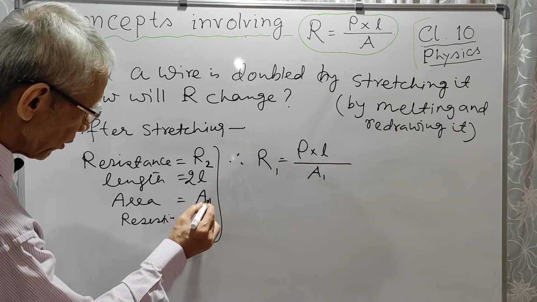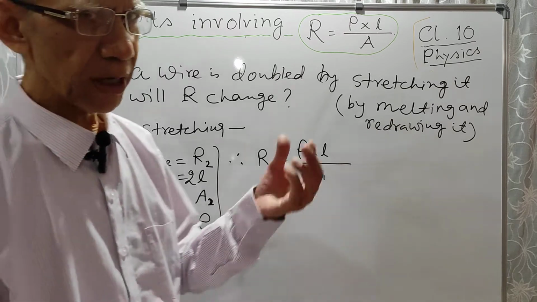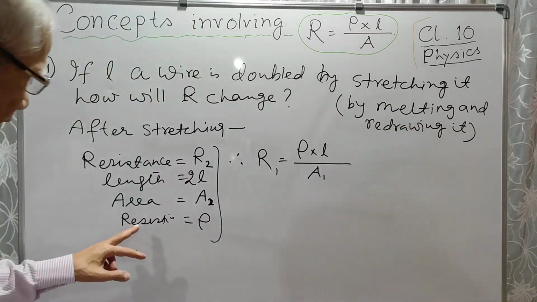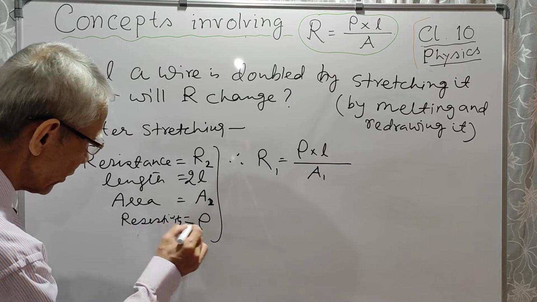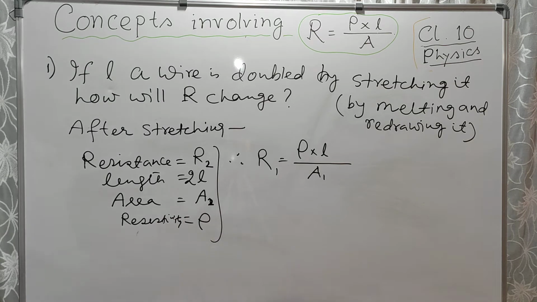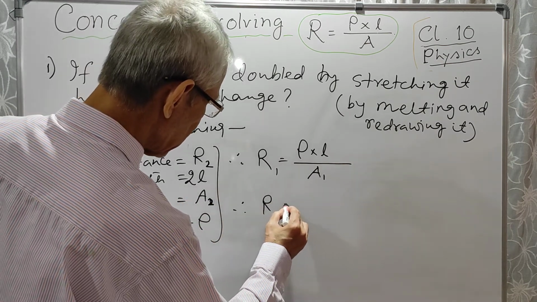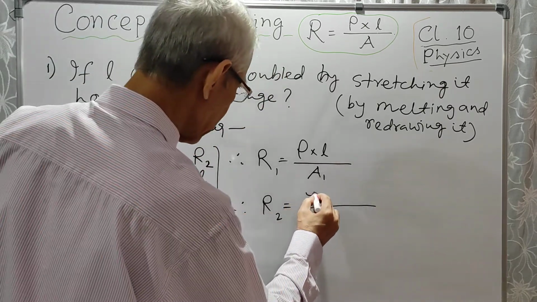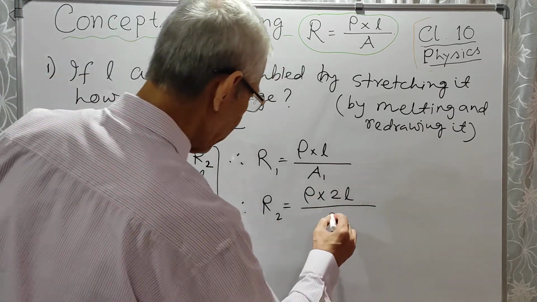Cross section area A2. Cross section area will change. It will become, the wire has become thinner because of stretching or pulling. And then resistivity, of course, will remain the same, rho. So therefore what do you get? Therefore what is R2? R2 will be rho into twice L, length is twice L, by A2.